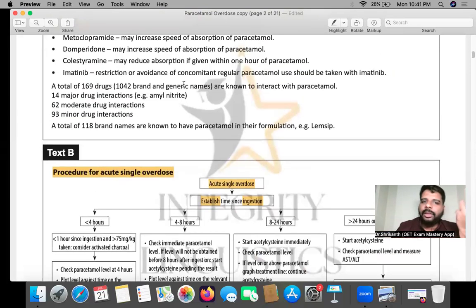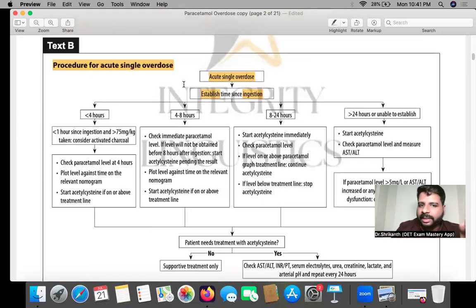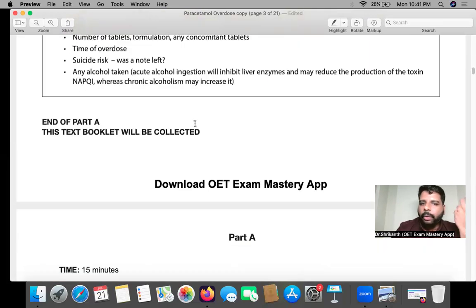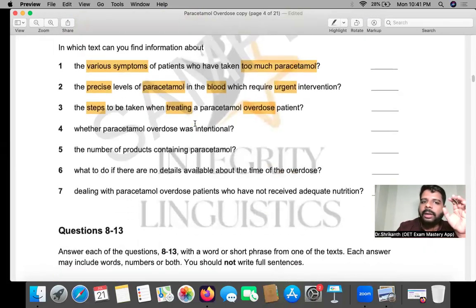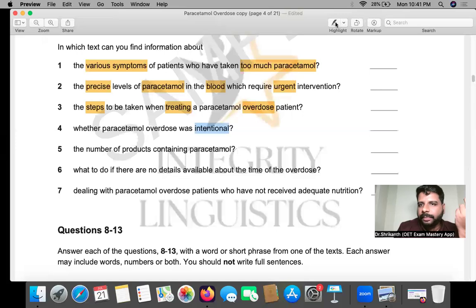Now you see the other students, they are reading maybe text B. They have not yet started the answer, but you are now going to attempt the fourth question. They are still reading text B. Now this is the difference. There's a difference between a student who knows how to approach the OET, how to think very smart, how to develop the right skills, how to think very clearly, and how to navigate the high pressure exam situation.